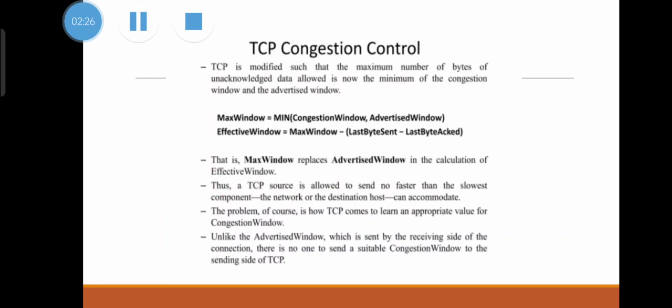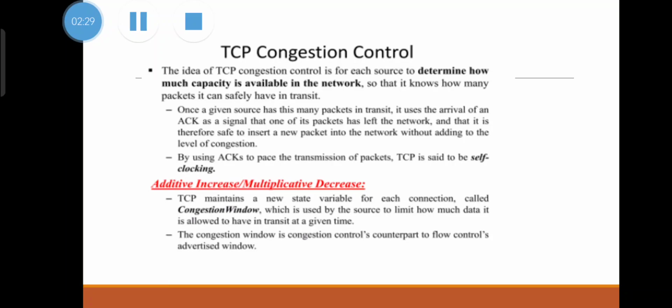In additive increase and multiplicative decrease, additive increase means one by one I will increase my data packets. For example, initially I will be sending one data packet. Once I get the acknowledgement, I will increase it step by step, linearly. If there is a congestion, I will reduce my window size. Once it reaches the threshold value, it will automatically reduce the congestion window size by 2. That's why it is called the multiplicative decrease.